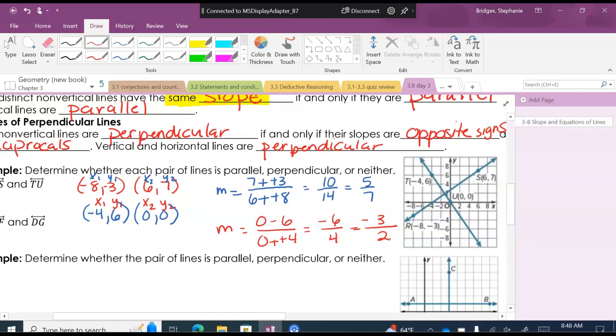So again, we are asked to determine if these lines are parallel, perpendicular, or neither. If they are parallel, the slopes have to be exactly the same. Are those two slopes exactly the same? No, they are not. So my lines are not parallel. And then in order for them to be perpendicular, they have to be opposite signs and reciprocals of each other. Are they both opposite signs and reciprocals of each other? No. So what would we say for that one? Those lines are parallel, perpendicular, or neither? Neither. Okay. I'm going to erase all my work, so I have room to write neither.